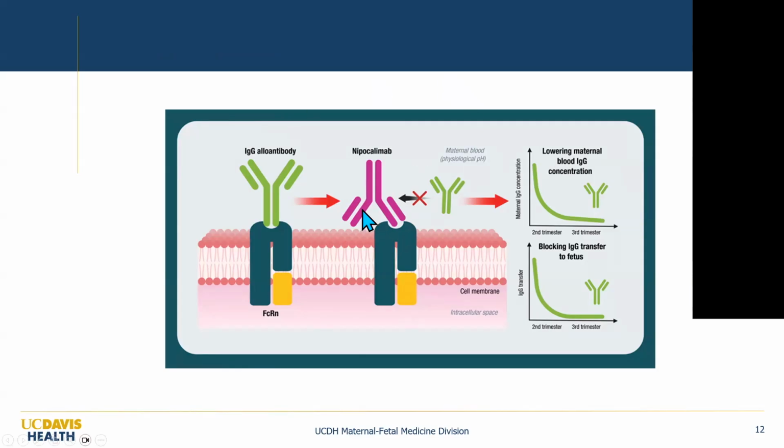This nipocalimab is a monoclonal antibody. The way monoclonals are symbolized in cartoons like this is by inverting the IgG molecule. So nipocalimab essentially blocks the IgG that may be causing the destruction of the red cell. Unfortunately, it also blocks all the other IgGs in the body. So that's kind of the downside, and we know that if you're very low in IgG, the likelihood of infection goes up.